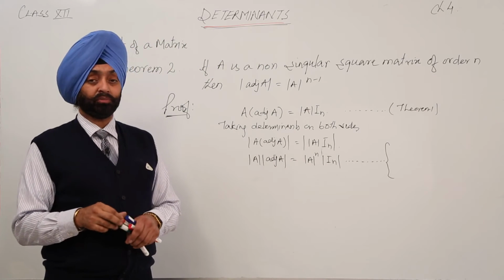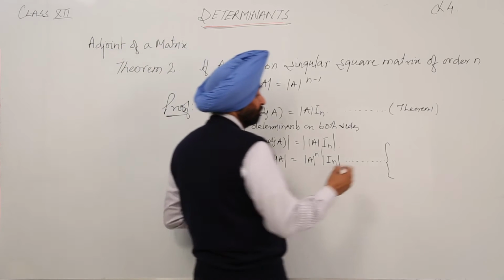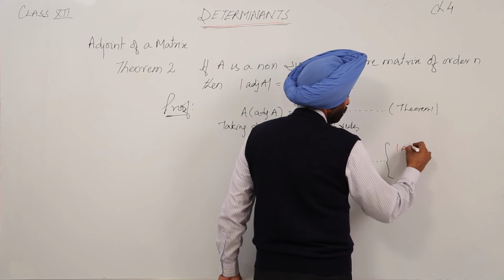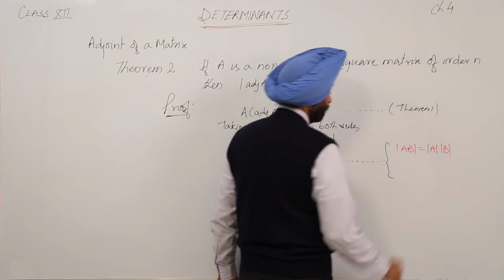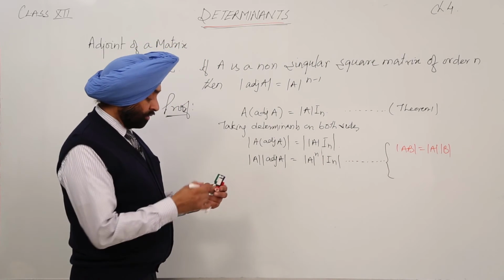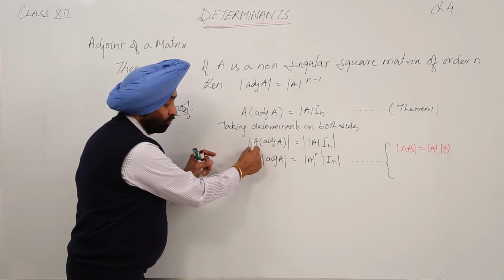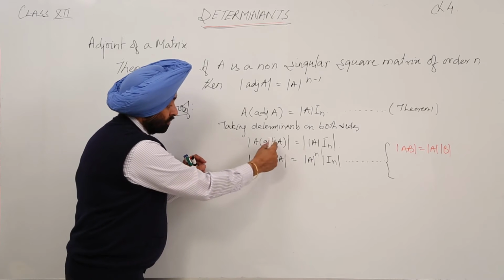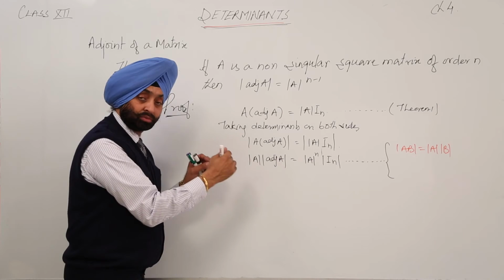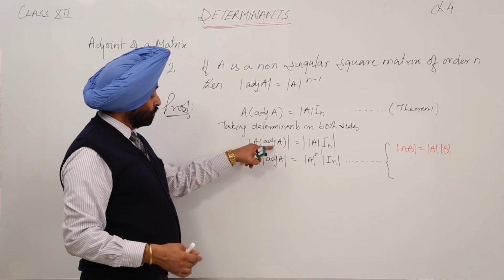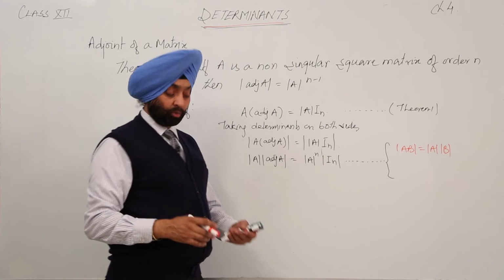Reason number 1 was a property we have already done: determinant of AB is equal to determinant of A times determinant of B. That we have used on the left hand side. This part is one matrix, this part is another matrix, suppose these are two square matrices of the same order, then we can write it like this.